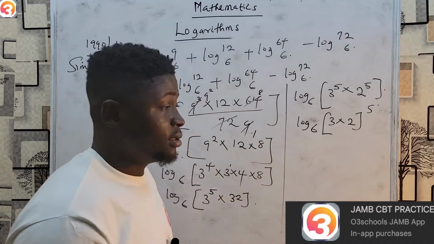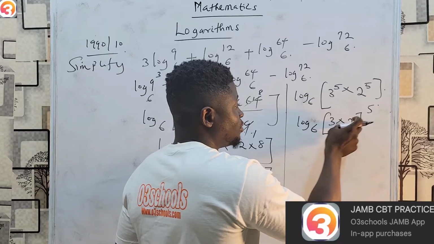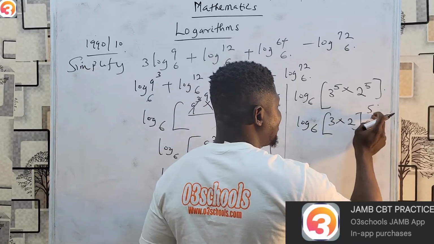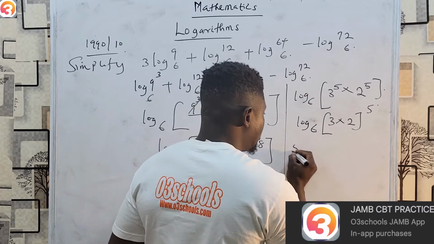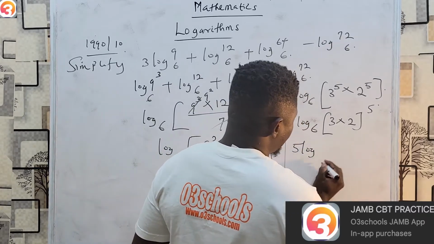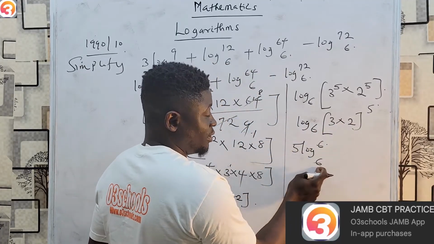It's the same thing, because this is 3 raised to power 5 times 2 raised to power 5. That means 3 times 2 raised to power 5 is the same thing as what? This. So then what can we do? 5 can come to the back of log 6. We're going to have 5 log what? 6, right? 5 log 6, then 3 times 2 is 6 log 6.